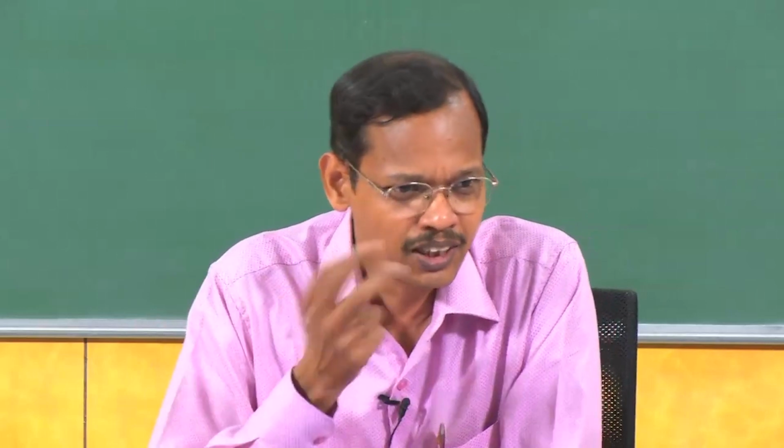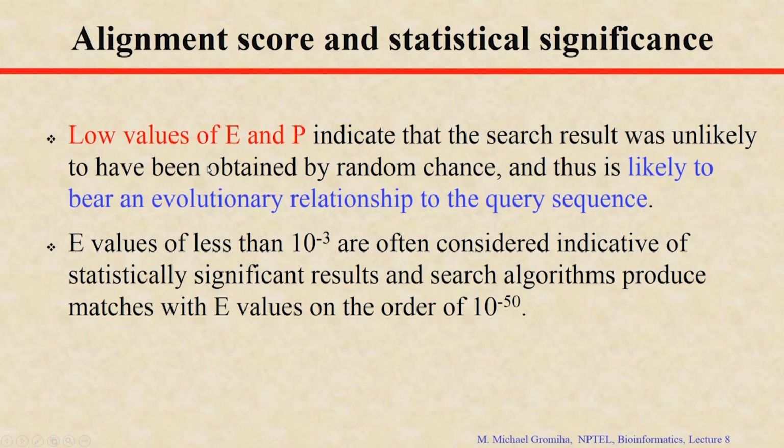Essentially, what do you expect, should the number be high or low? Less, right, it should be less because you should not get it randomly. So, these e values and p values should be low, which indicates that your search results are unlikely to be obtained by random search. In this case you can say that your alignment is likely to have an evolutionary relationship with the query sequence. That means what you obtain in the alignment between the query sequence and the target sequence is statistically significant and you can rely on your alignment score.